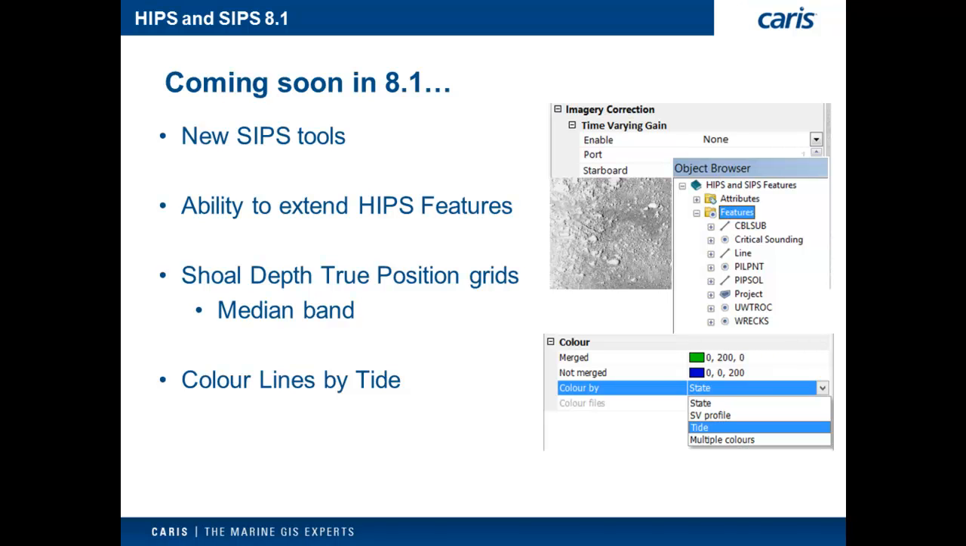And finally, we've had a lot of positive feedback about our color by SV profile feature, which basically colors the survey lines by which sound velocity profile was applied to each ping. So in the same vein, users will now be able to color by which tide was applied. So when you're using multiple tide stations, you can see graphically how that influenced your data. There's lots of other great new features in 8.1, but you'll have to wait and see.